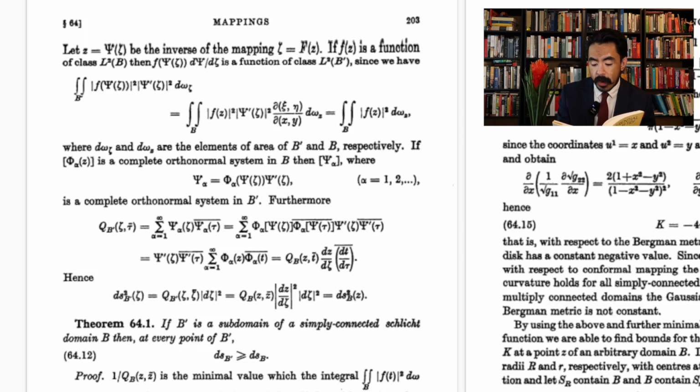Lowercase z are the elements of area of B prime and B respectively. If the sequence of functions capital phi sub alpha of z is a complete orthonormal system in B, then the sequence of functions capital psi sub alpha, where capital psi sub alpha is equal to capital phi sub alpha of capital psi of zeta, times capital psi prime of zeta, where alpha is 1, 2, etc., is a complete orthonormal system in B prime.